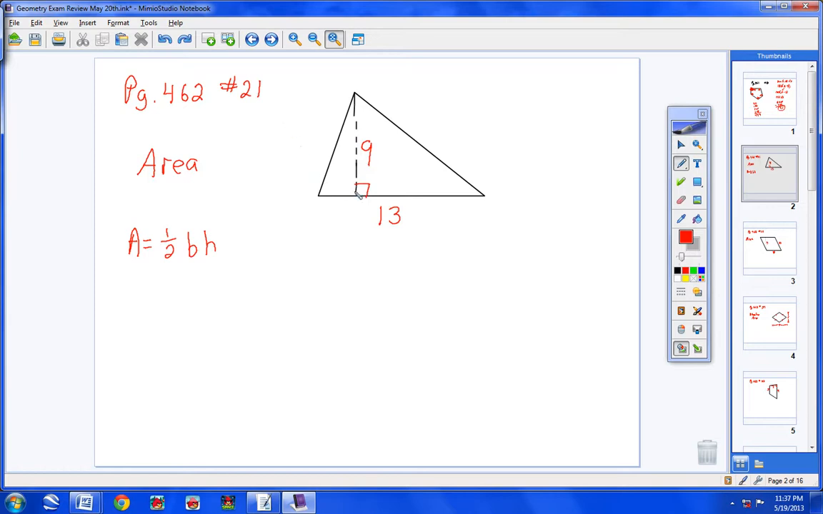Now take it to the bank, Tara. On the test, I'm going to put numbers all over the place. I'm going to put a 10 here and a 12 here, because I want to make sure that you know which one of these is the base and which one of these is the height.